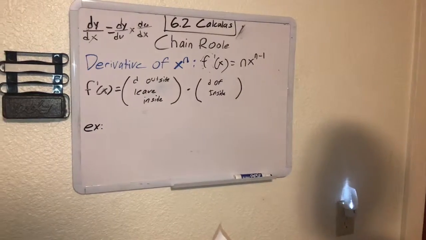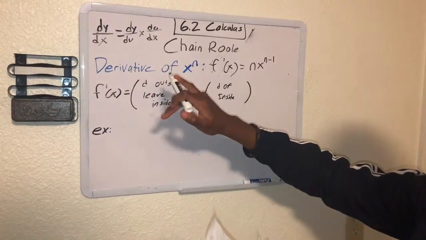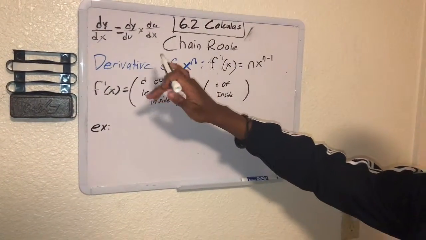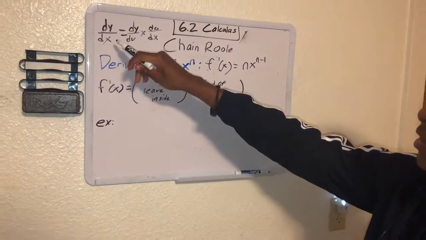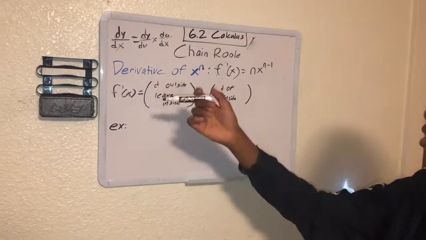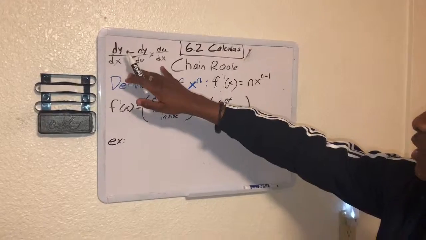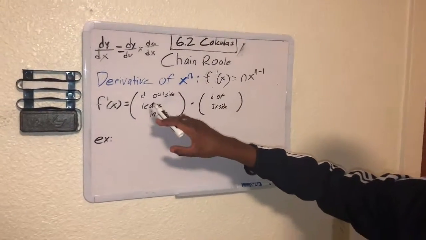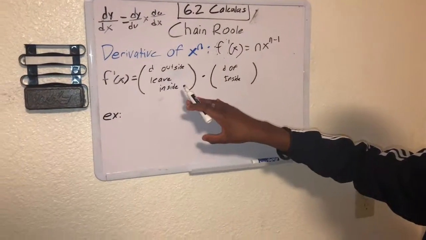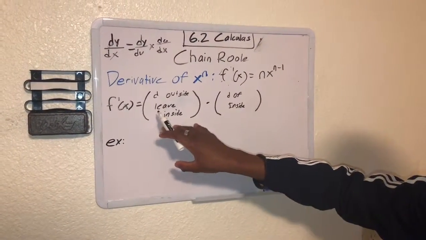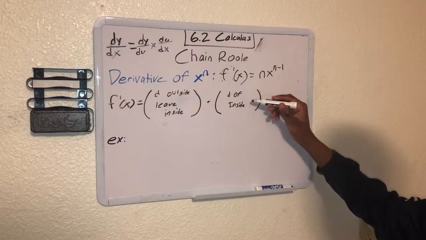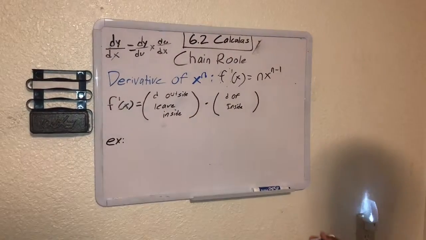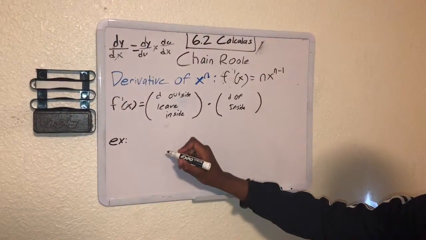The way this is notated in the IB formula packet, you have the derivative marked as dy over dx. But what this is saying is you find the derivative of the outside function, leaving the inside function inside there still, and then you multiply that by the derivative of the inside. Now let's work through an example.